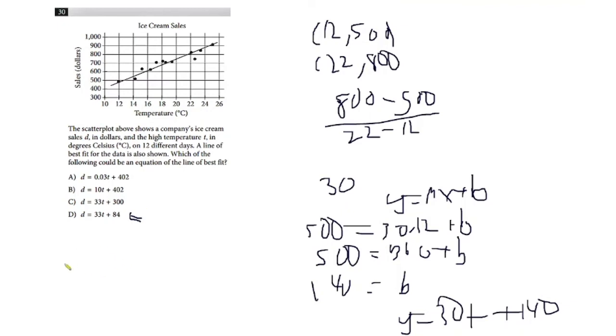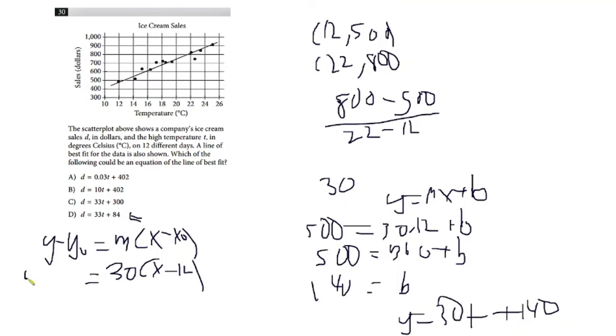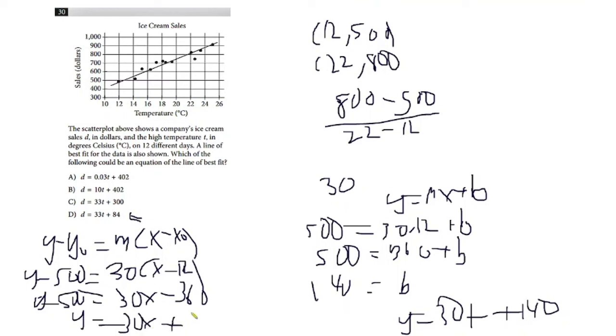You can also use the formula y minus y0 equals m times x minus x0. And we found our slope is 30. This is obviously off from 33 or something, but 30 times x minus 12. You can also use the other point, you'll get the same thing. Equals y minus 500. 30x minus 360 equals y minus 500. Y equals 30x plus 140, which again is closest to D.